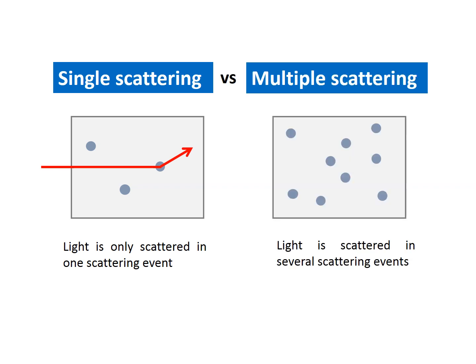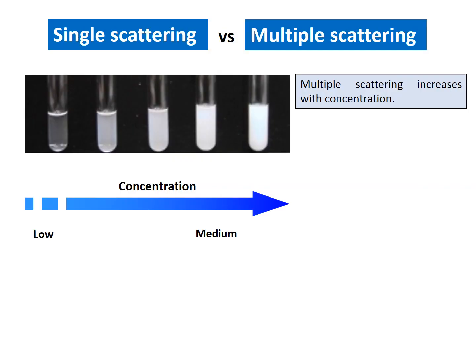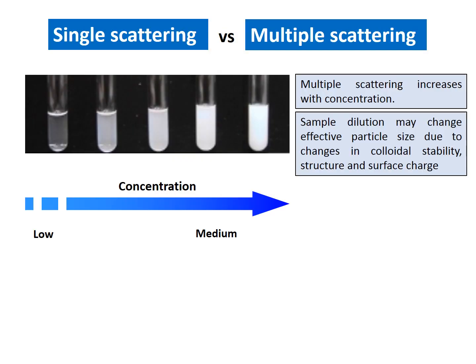At higher concentrations, multiple scattering takes place, as light is scattered in several scattering events. Multiple scattering increases with concentration. Sample dilution may change effective particle size due to changes in colloidal stability, structure, and surface charge. The concentration range in conventional light scattering instruments is limited.